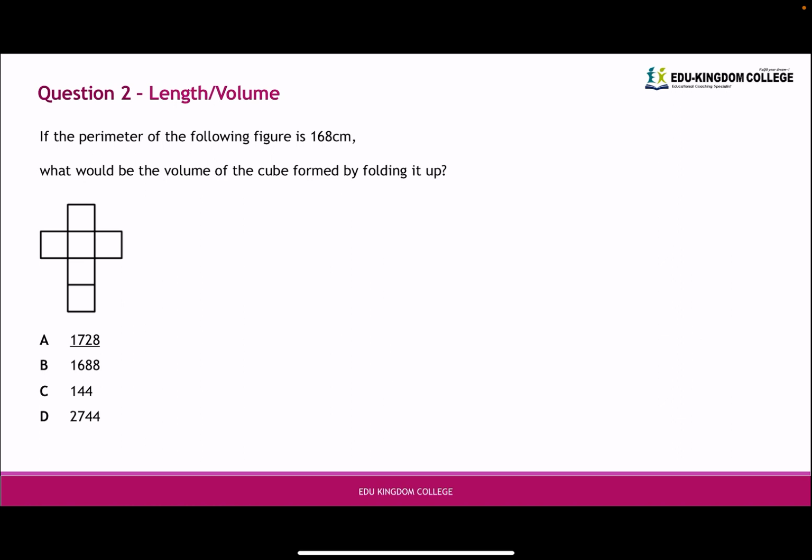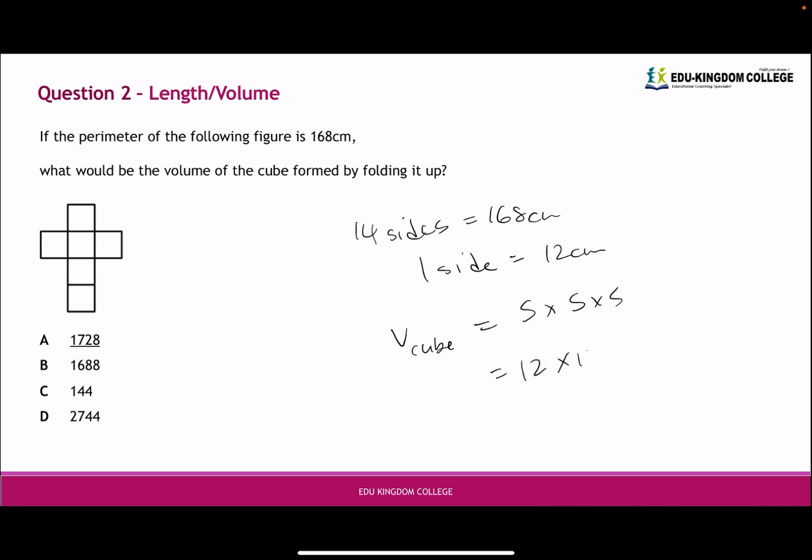Now, question 2 is a perimeter question and also a volume question. The perimeter is 168. If you counted all the sides on the edge, it's 14 sides equals 168 centimeters, so one side equals 12 centimeters. The volume of this cube is going to be side times side times side, which is just 12 times 12 times 12. How I would break it up is do 12 times 12 first, which equals 144, times another 12, and then do long multiplication, and you should get 1,728 centimeters cubed.